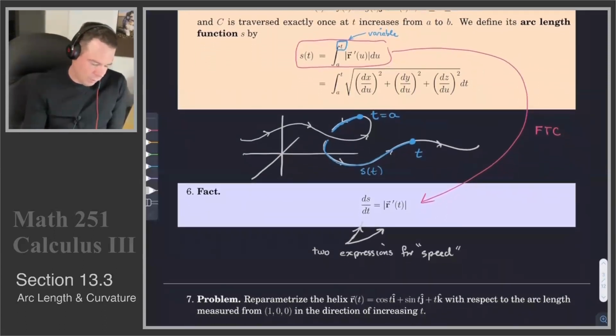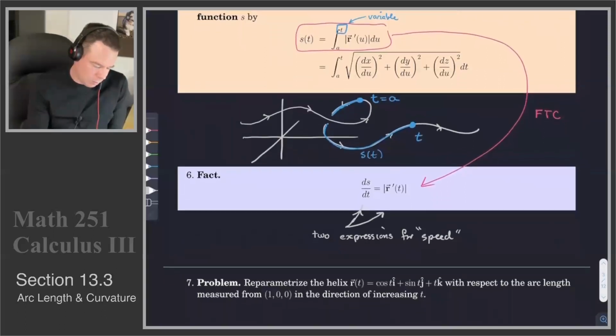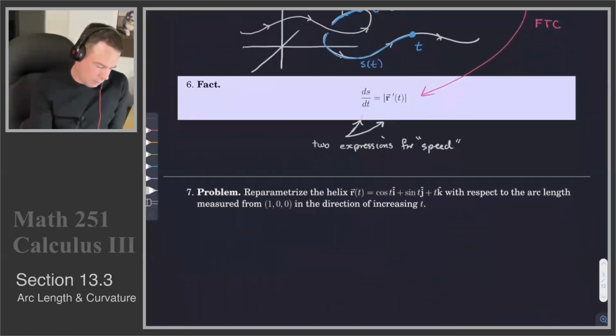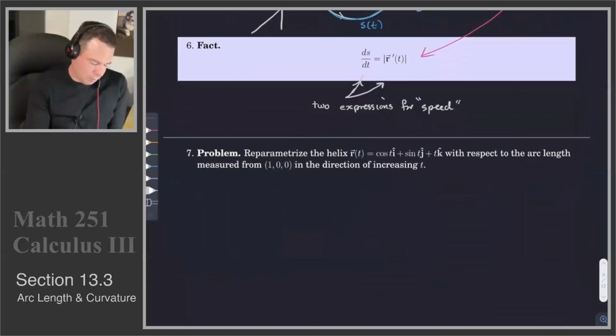Okay, so what we've done is we've introduced a new function, the arc length function, and we've also got its derivative. Its derivative is the magnitude of r prime of t. So let's go ahead and do something with it. This next problem says, let's reparameterize the helix with respect to arc length.